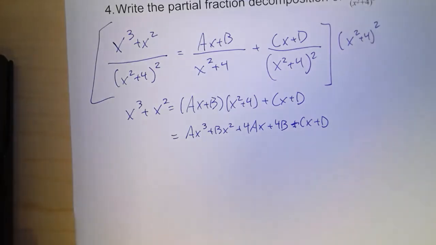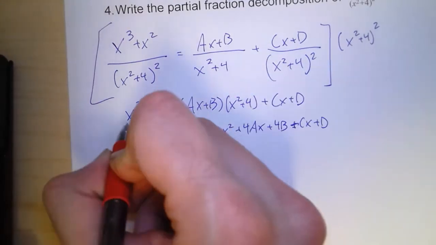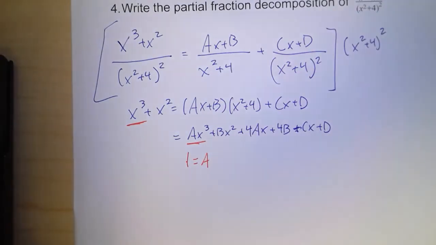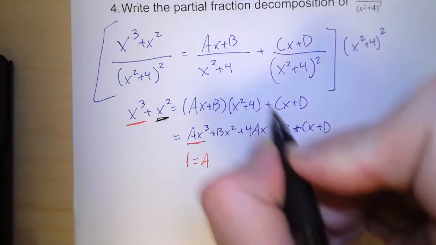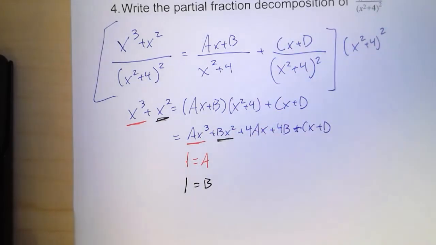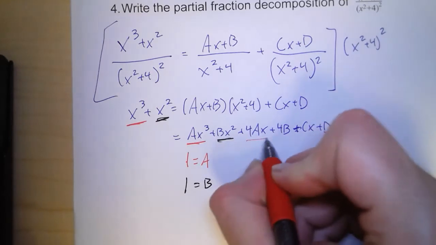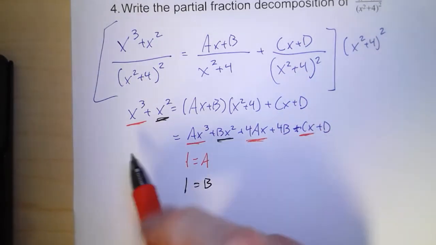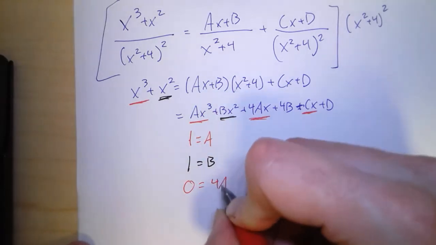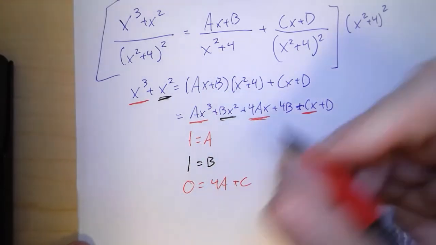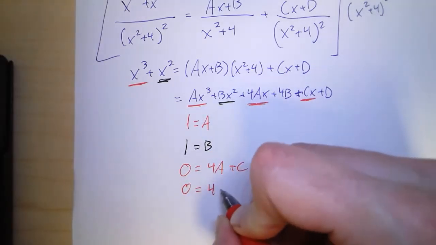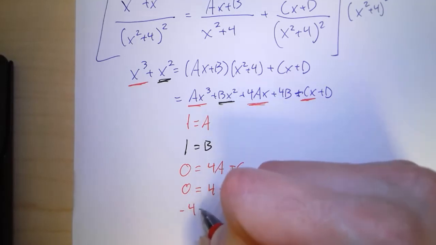Now, we only have one term here with x cubed. So that makes that part easy. So 1 has to equal a. And also, we only have one term with x squared. So that means b also has to equal 1. But what about the terms with x's? Well, those have to equal 0 because there is no x here. So 0 is going to equal 4a plus c. But since we already know that a equals 1, we can go ahead and say that, well, 0 equals 4 plus c, so c equals -4.